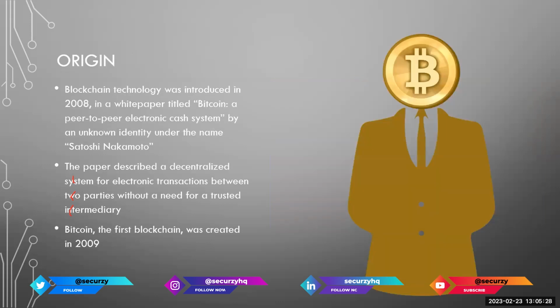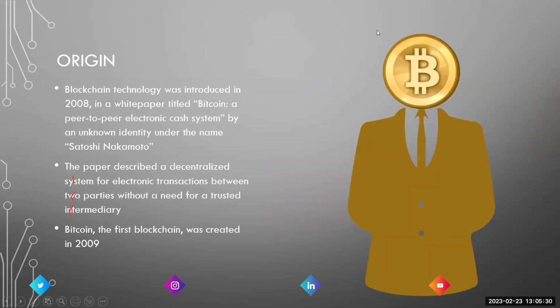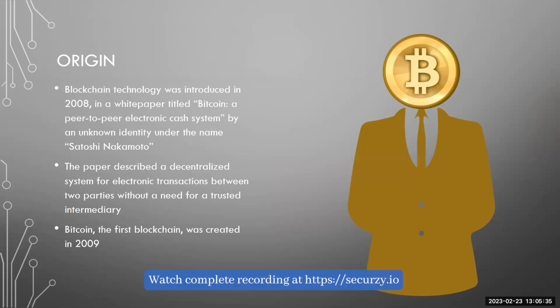So let's talk about the origin. Blockchain technology was introduced in 2008 in a white paper written by an individual or a group of individuals using the name Satoshi Nakamoto. This white paper proposed a new type of decentralized electronic payment system called Bitcoin. This electronic payment system was designed to operate without a central authority or intermediary, as we said earlier.